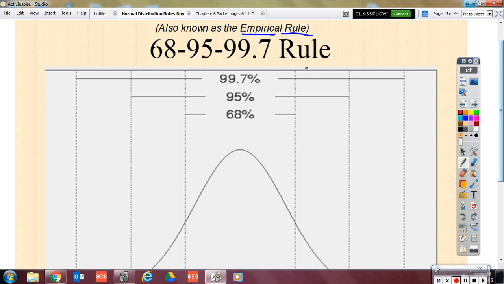Now, in some textbooks and some professors, and I know that my dad, whenever he talks about this, he refers to it as the empirical rule. So that's a nice shorter way to say it. So the empirical rule is that 1 standard deviation is 68, 2 is 95, and then 99.7 for 3.